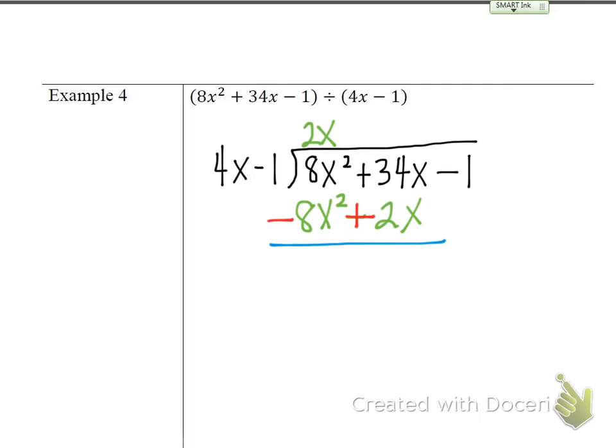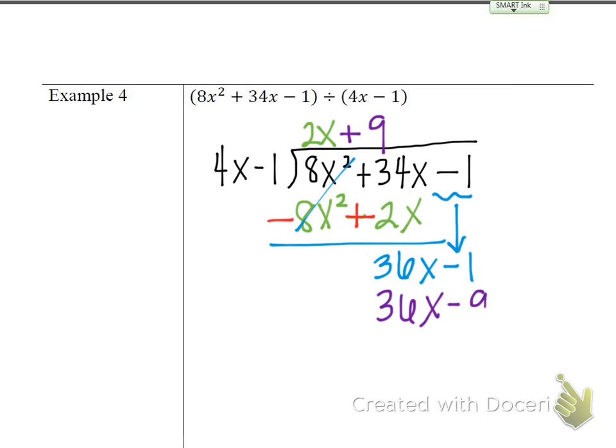Okay, so then what do I do? 36x. Cross out, so that gives me what? 36x, 0 and 36x. And what do I do? Bring down the minus 1. Good. Okay, so then I need to figure out what I multiply 4x by to get 36x. What do I do there? Positive 9. Okay, so that gives me 36x minus what? 9. And then what? Change the signs.